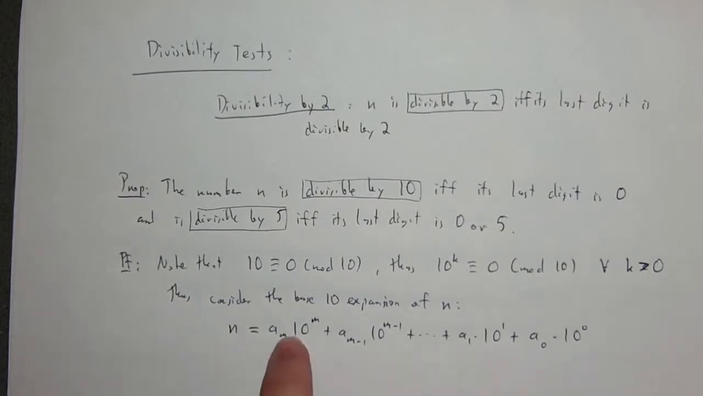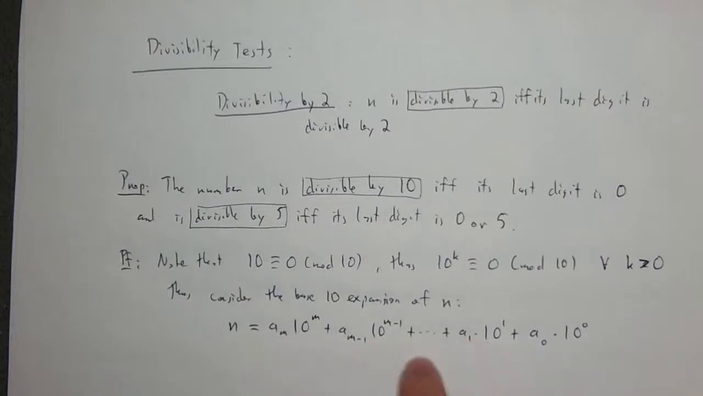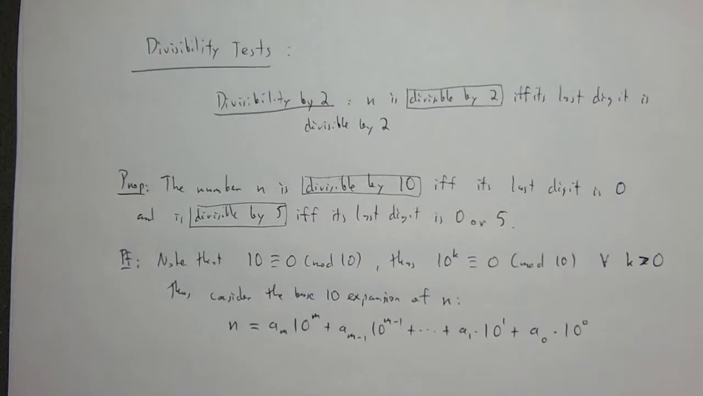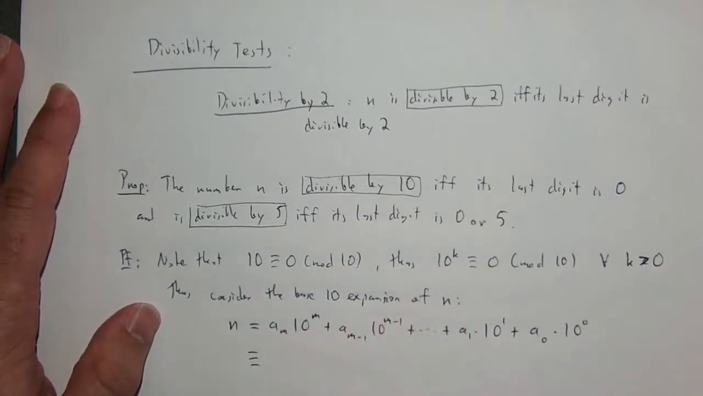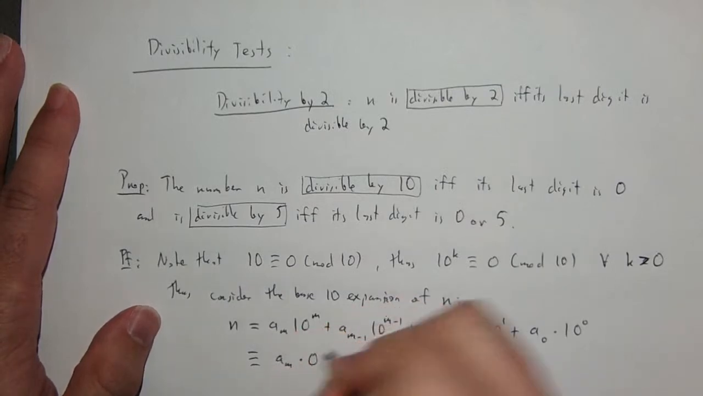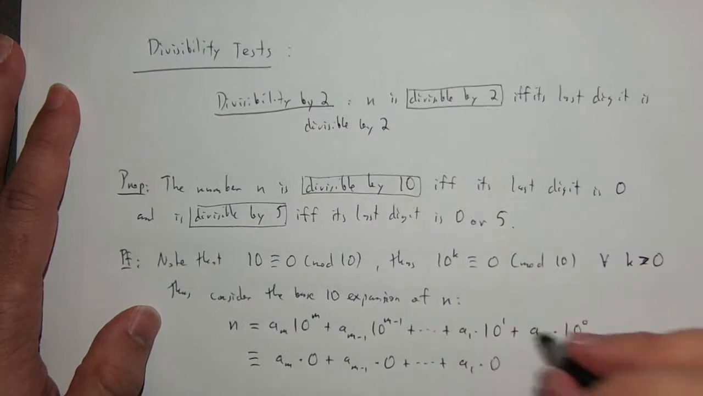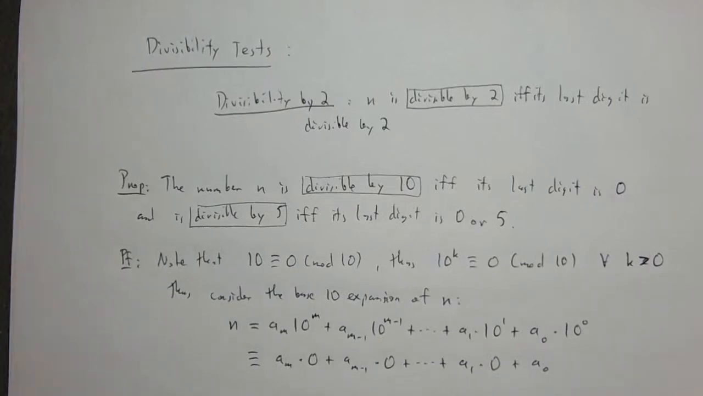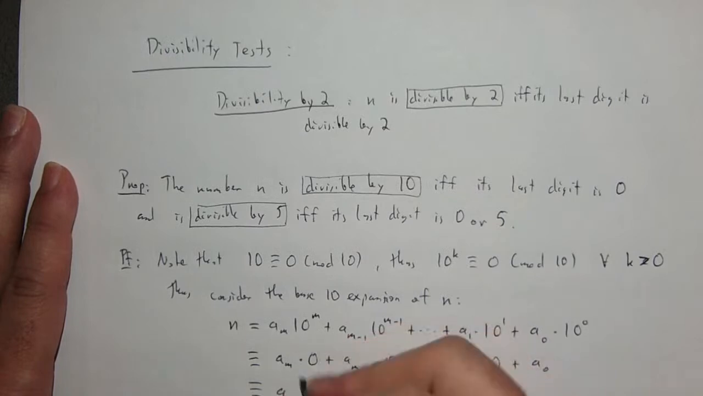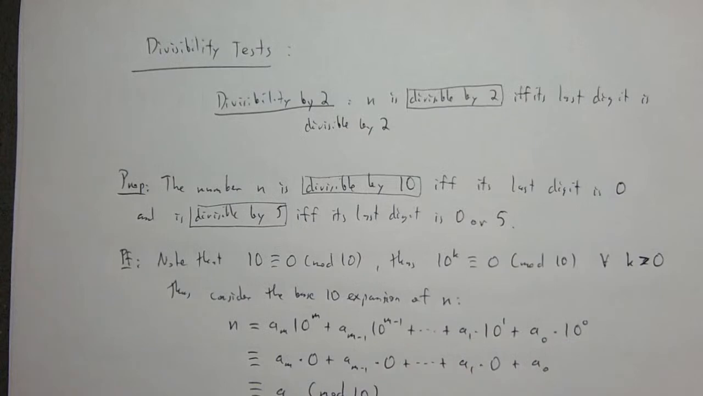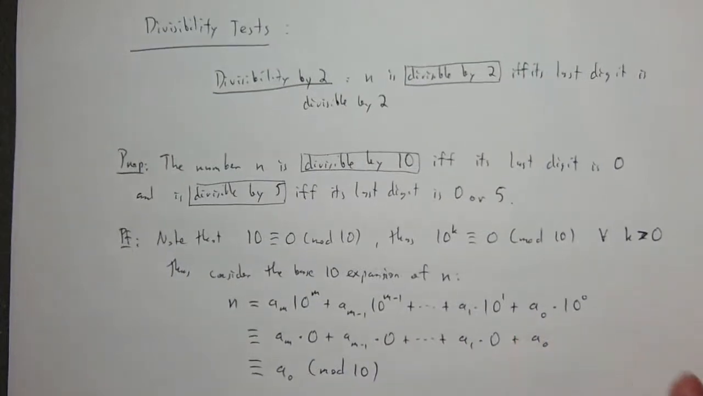But every single one of these terms has a 10 in it except this last one. This last one is just a naught, right, since this is a 1. And so mod 10, this is congruent to a sub m times 0 plus a sub m minus 1 times 0 plus, and so on, all the way out to a sub 1 times 0 plus a naught. And so this is congruent to a naught mod 10. So what did we just do? Well, we just used the base 10 expansion of a number to say if we've written out a positive integer using its normal base 10 form, then mod 10, what is that integer? It's congruent to its last digit, right?